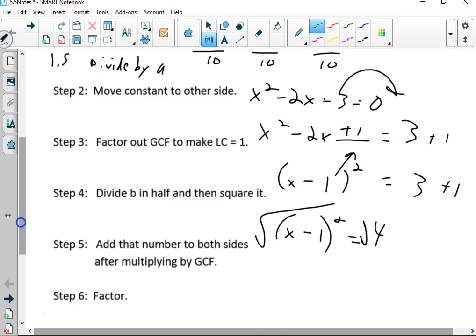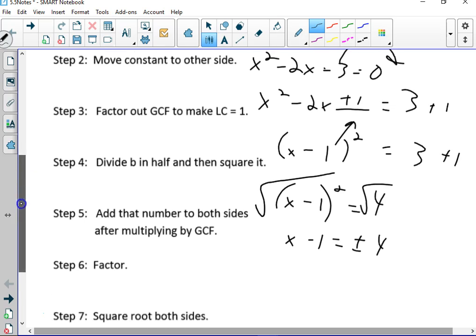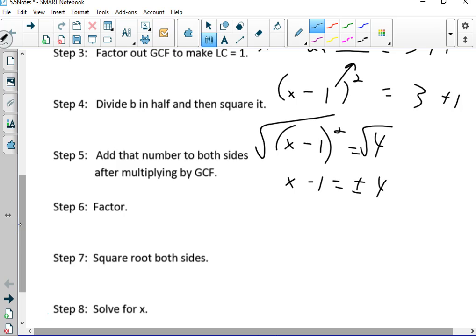And then we're going to square root both sides. X minus 1 equals plus or minus 4. Yeah, thank you. Plus minus 2. I just need you to pay attention. So plus minus 2. Then we write x minus 1 equals positive 2. X minus 1 equals negative 2. Add 1, we get 3. Add 1, we get negative 1. So those are two answers, 3 and negative 1.